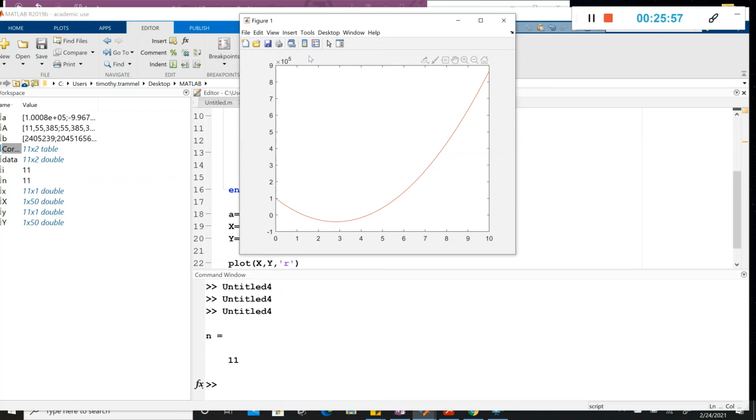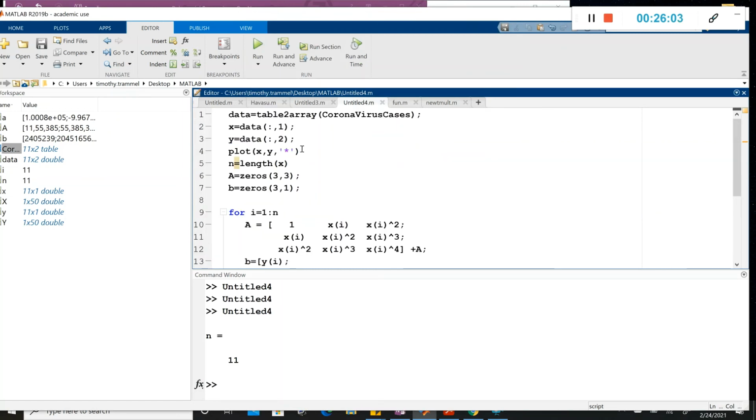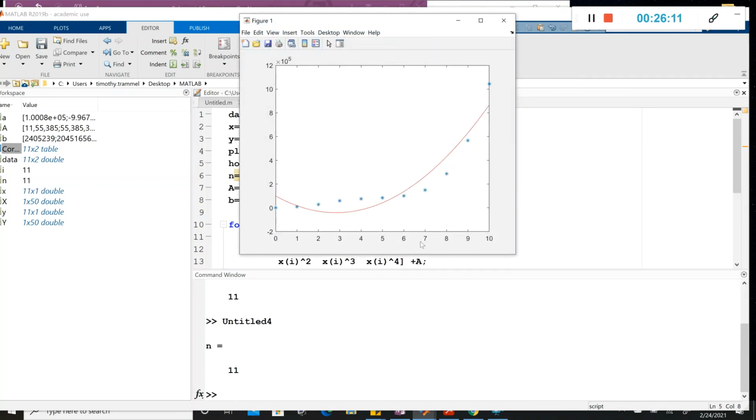Okay, it doesn't look like it because I never typed in hold on. Let's include that up here. There we go. So even though this probably should not have been fit with a quadratic, it's not doing too bad of a job.